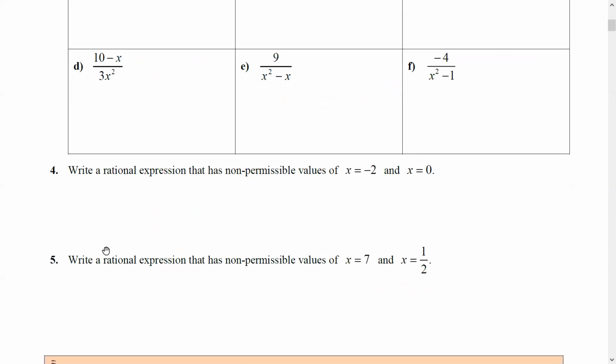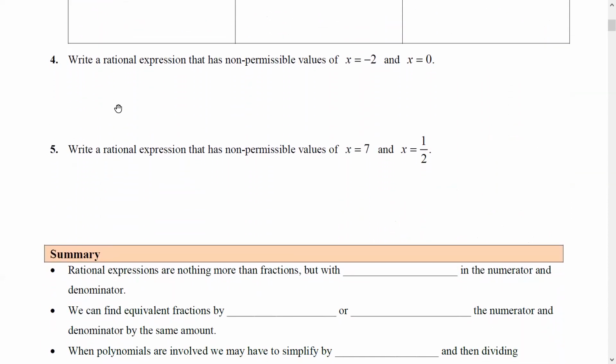Now, a better question to see if you really understand this is asking you to work backwards. I tell you the non-permissible values. I say, hey, the non-permissible values are this and this. So if I want to work backwards from this, I'm reverse engineering this. Think that the person that did this had an equation to begin with. They're saying that's got to be x plus 2 can't equal 0. And this one here is x can't equal 0.